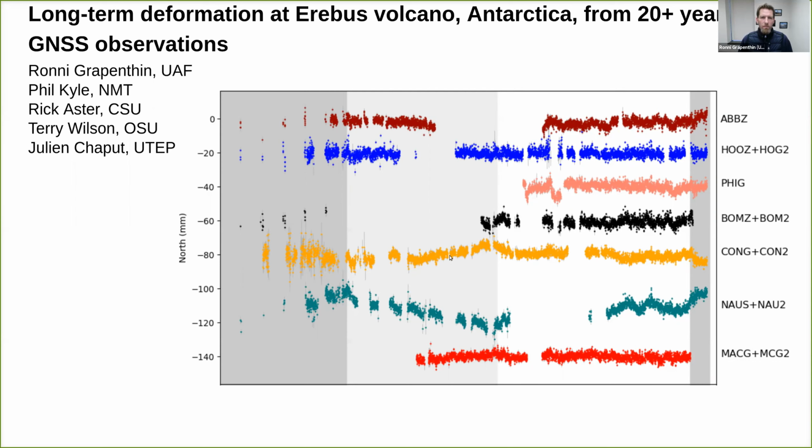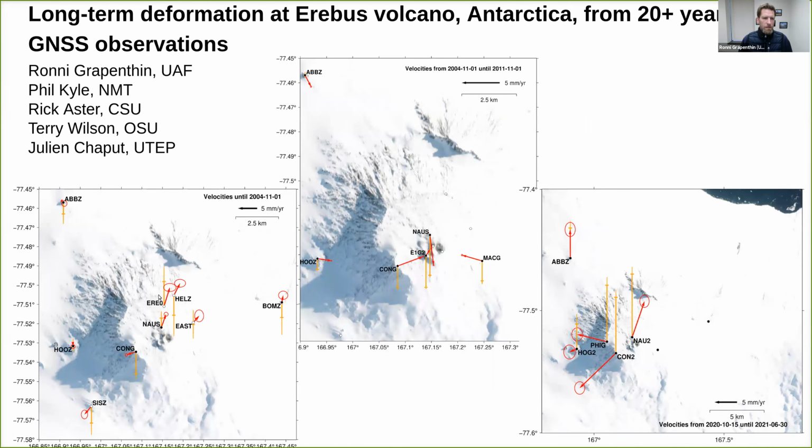If we plot the vectors for these time periods, we can see up until 2004 in the horizontal components, clear outward motion away from a magmatic source right here near the crater. From 2004 to 2011, inward motion, and recently again outward motion. Scale bar is about 5 millimeters a year here.